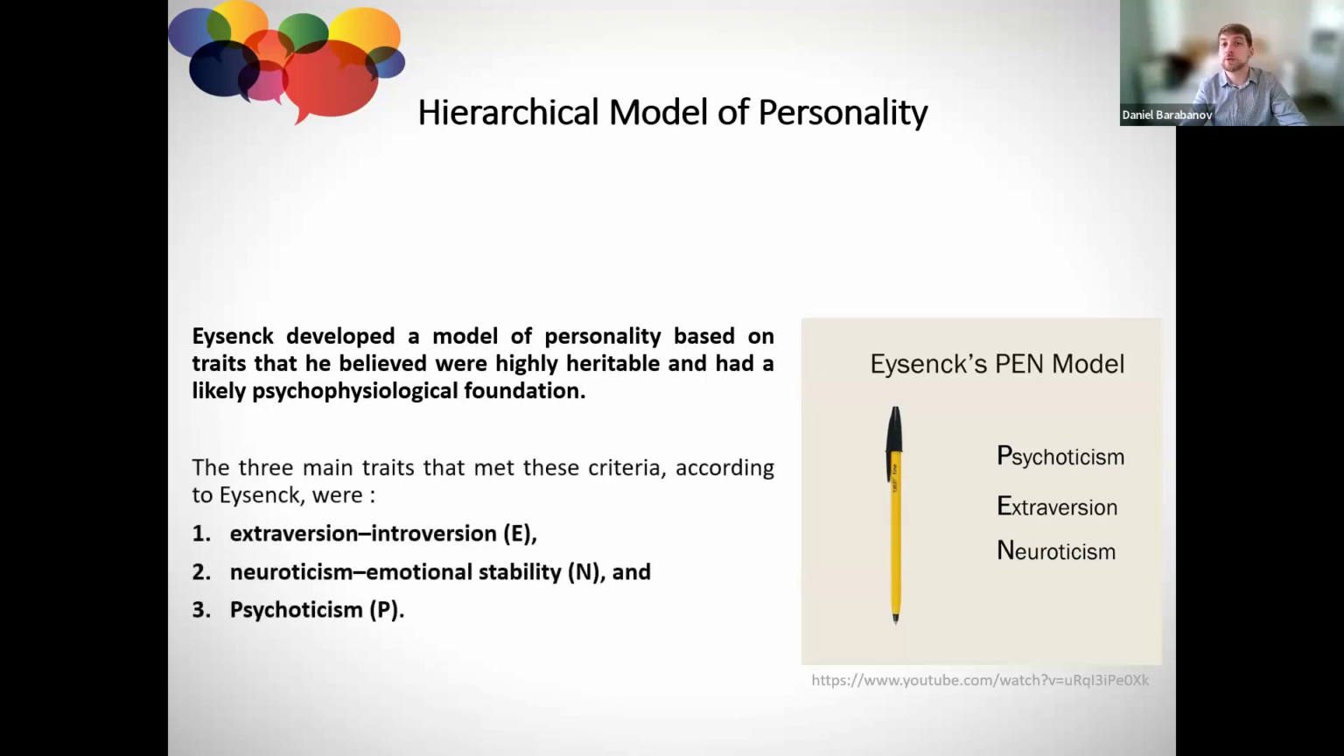So according to Eysenck, there are three such traits which he supposed meet those criteria. First, extroversion, introversion; second, neuroticism, emotional stability; and third, psychoticism. We will discuss each of them in more detail in the next minutes. Now we just need to learn that it's easy to remember by the PEN acronym: psychoticism, extroversion, neuroticism as the three main personality traits.